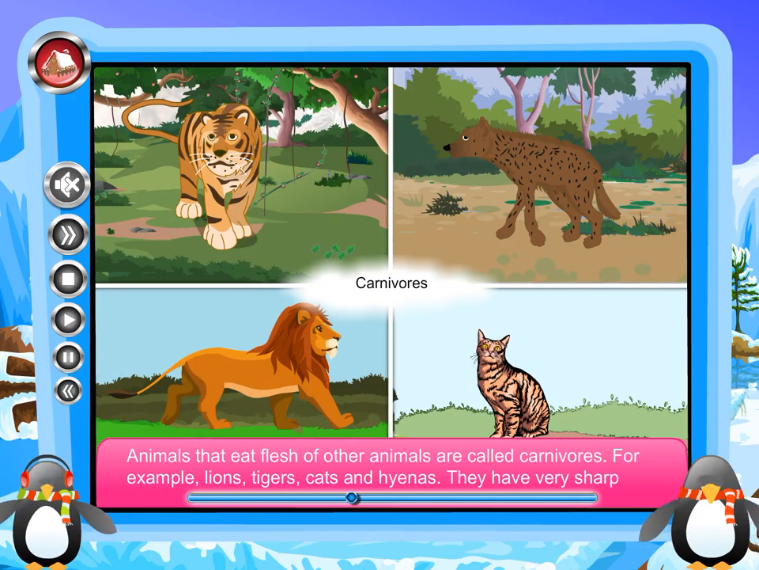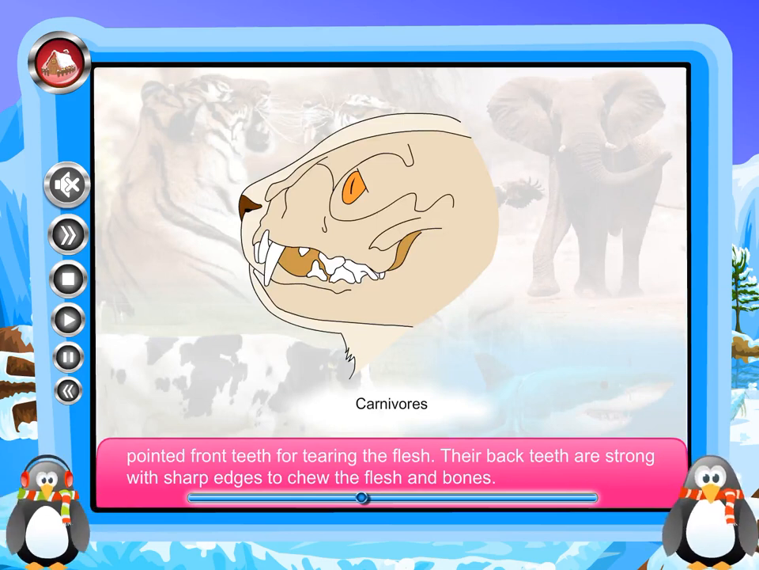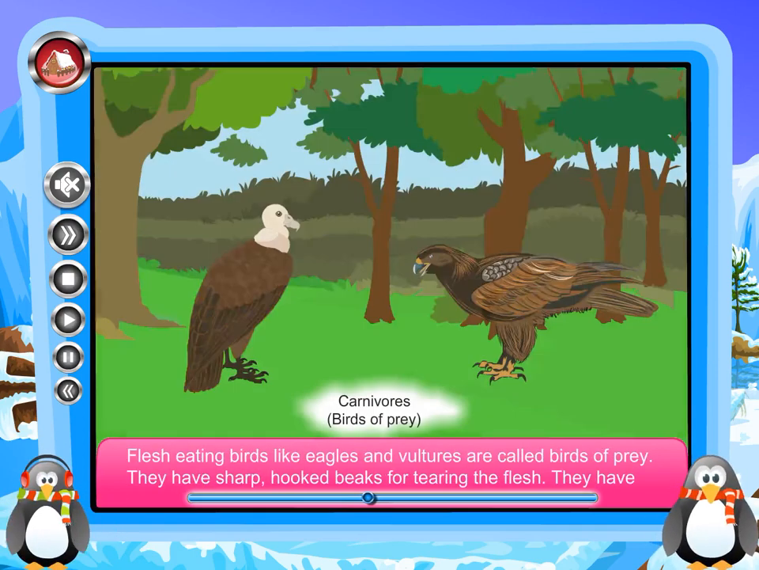Animals that eat flesh of other animals are called carnivores. For example, lions, tigers, cats, and hyenas. They have very sharp, pointed front teeth for tearing the flesh. Their back teeth are strong with sharp edges to chew the flesh and bones.